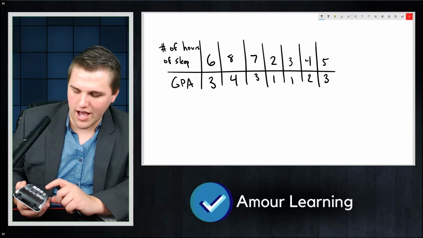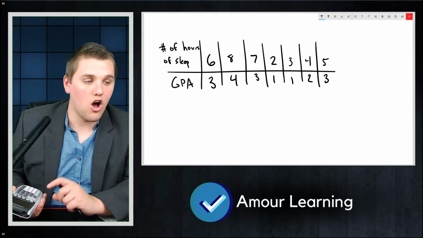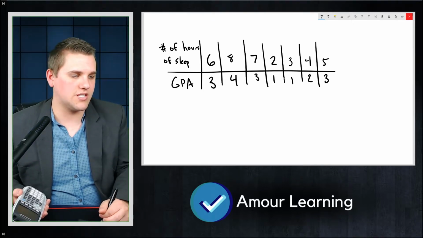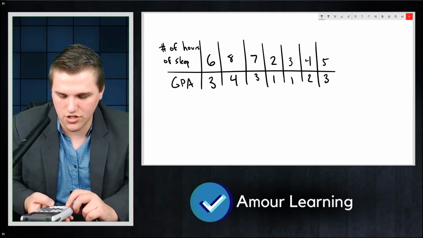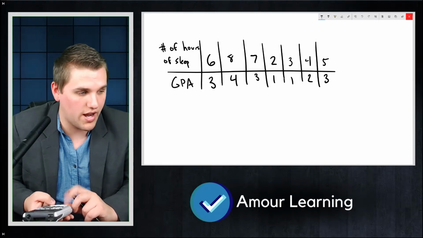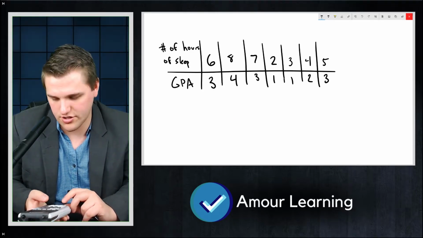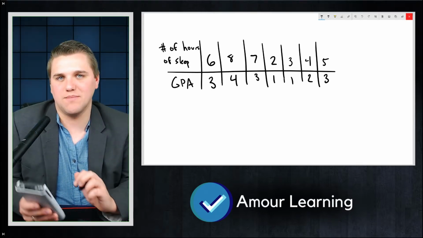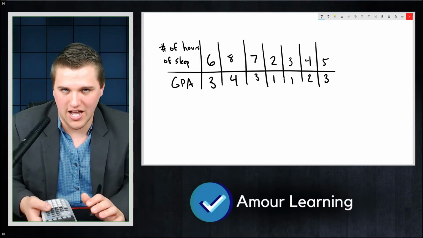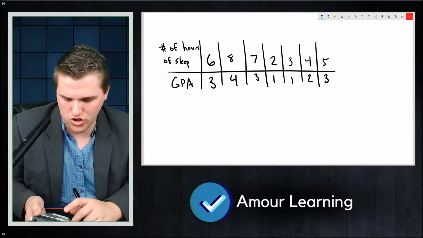Then we're going to go over to L2, and you're going to also plug in these 7 numbers here in the order that I have shown. So 3, enter, 4, enter, 3, enter, 1, enter, 1, enter, 2, enter, 3, enter. It's really important that you notice that L1 and L2 are the same size. They should have exactly the same size. They should both have 7 numbers total.